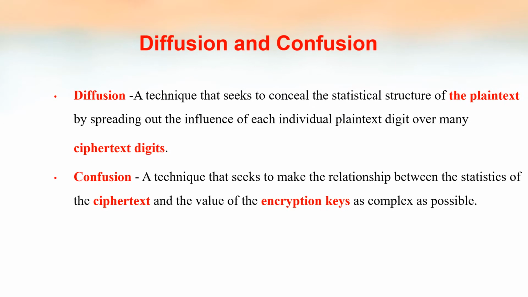Diffusion is a technique used to hide the relationship between the plain text and ciphertext by spreading the plain text digits over the ciphertext digits. But confusion is a technique to hide the relationship between the ciphertext and the key.